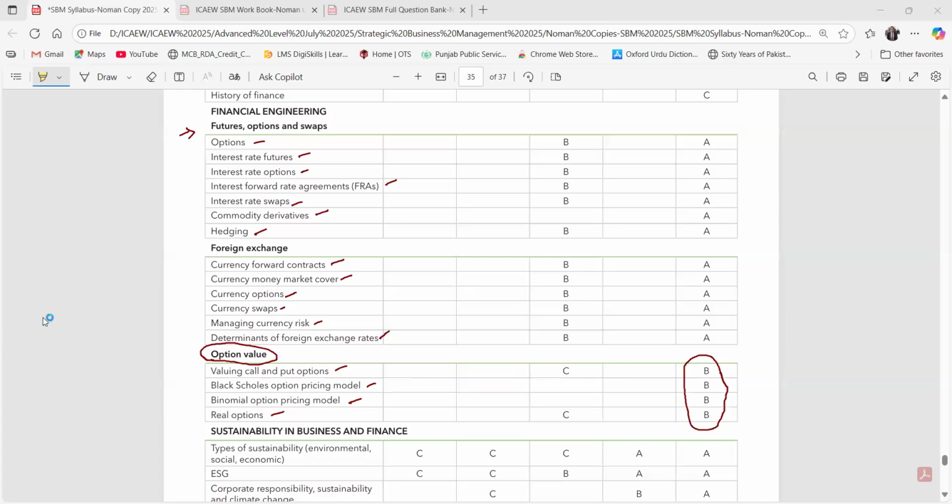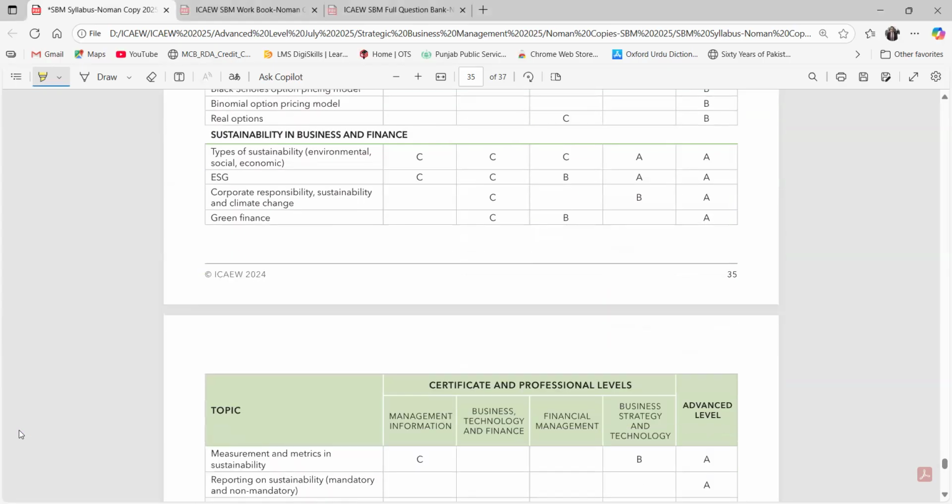Then we talk about the next topic, and the next topic is basically sustainability in business and finance. What is sustainability? Sustainability is very, very important. What are different types of sustainability? Environmental, social, economic. What is ESG? How ESG plays a very important role. Corporate responsibility, green finance, then measurement and metrics in sustainability. How you can measure, how you can assess sustainability.